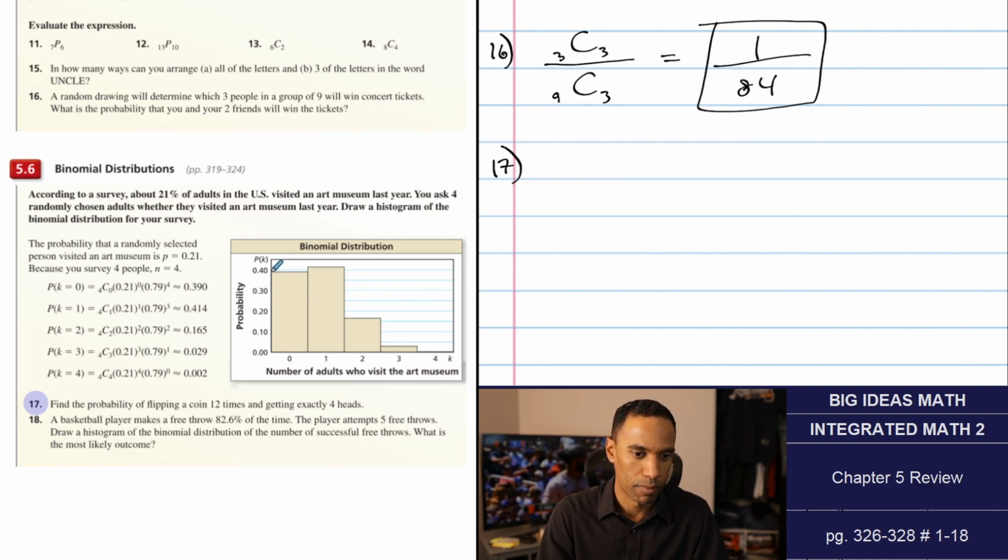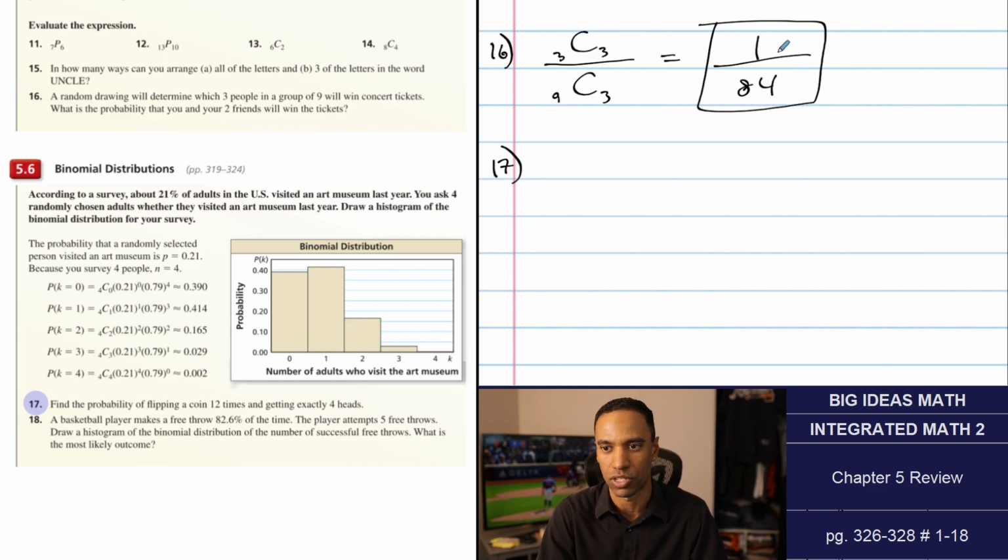So they do a histogram as well. And a breakdown of the histogram just shows the probabilities as decimal equivalents, and the K number of adults who visited the museum. And the histogram is the frequency of them based on probabilities. 4 is so small, less than 1%, that you just can't really see it.